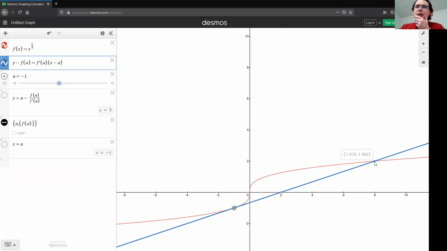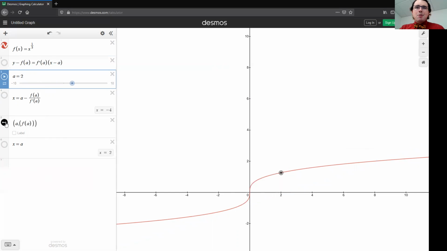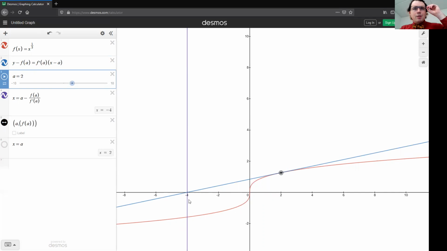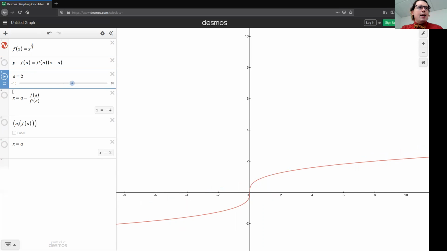My next guess is going to be all the way out here at x equals 2. There it is. Okay, well, x equals 2. Here's the point on the graph. Here's the tangent line. And where's my next guess? It's over there at x equals -4. Okay, let's try x equals -4.